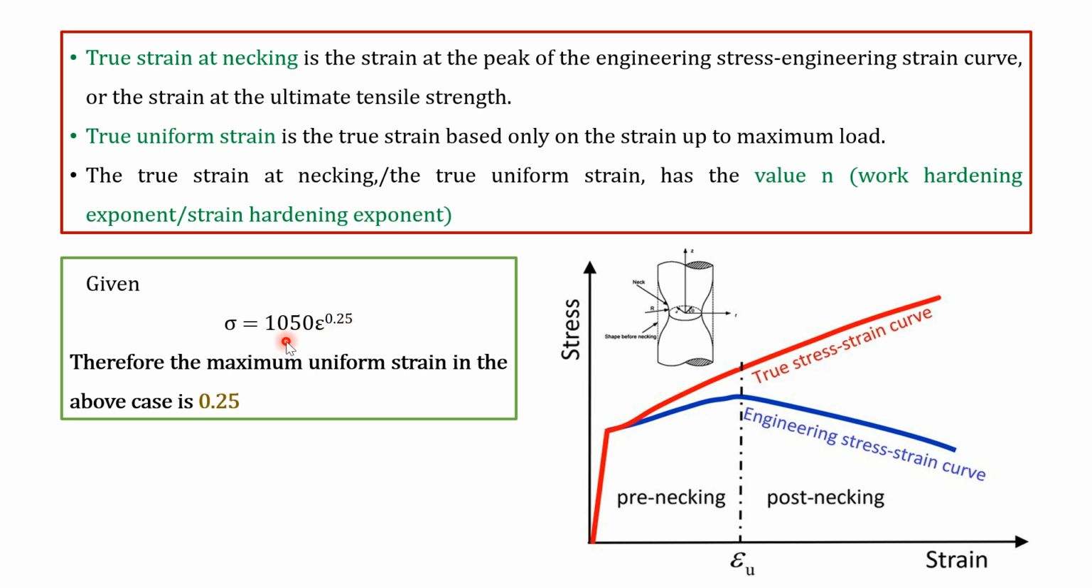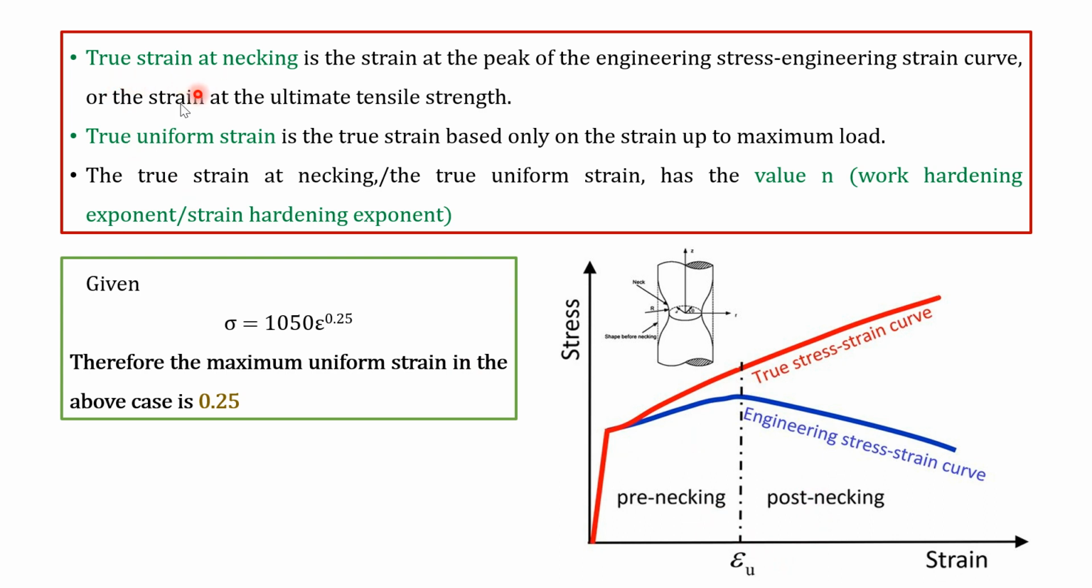So if we have a case like this, that is sigma is equal to K epsilon power n, at a point of necking, what happens? The true strain at necking has the value of n. Therefore, the maximum uniform strain in the above case is the same as the value of n. That is the answer.